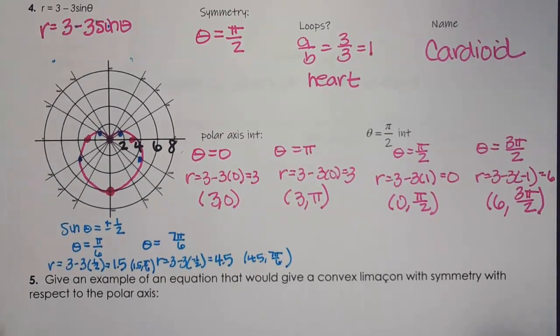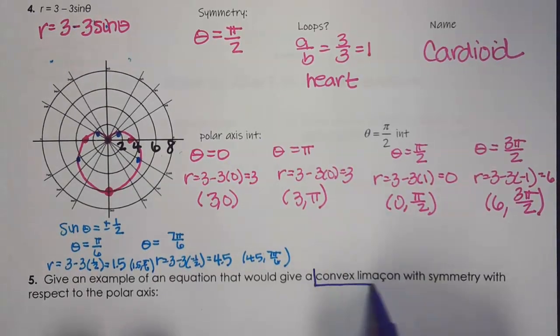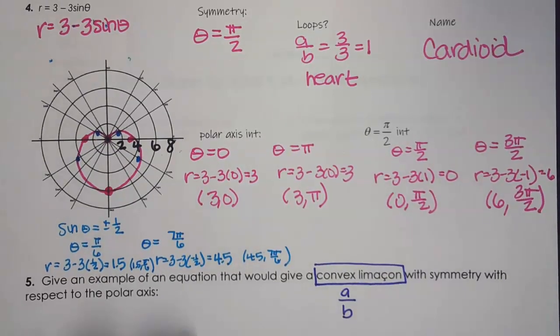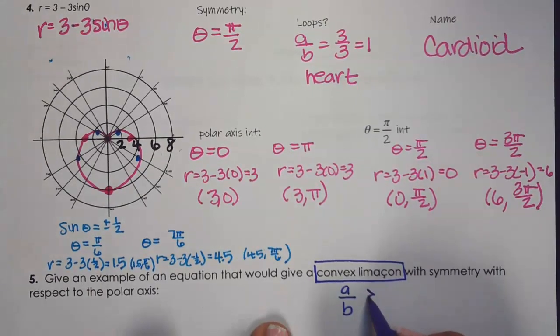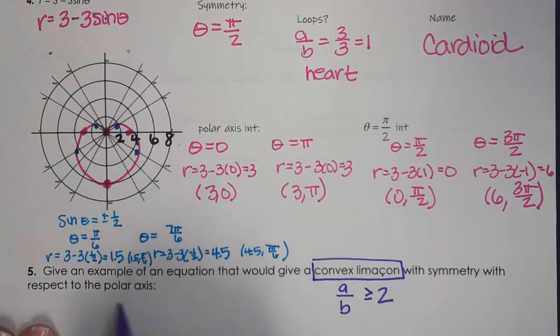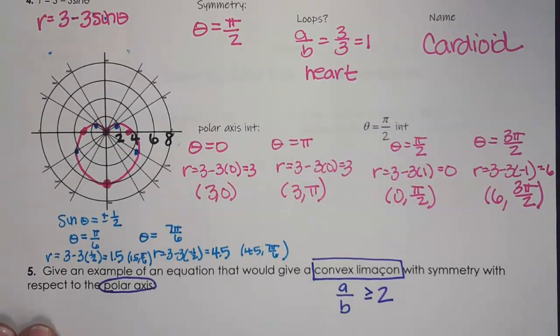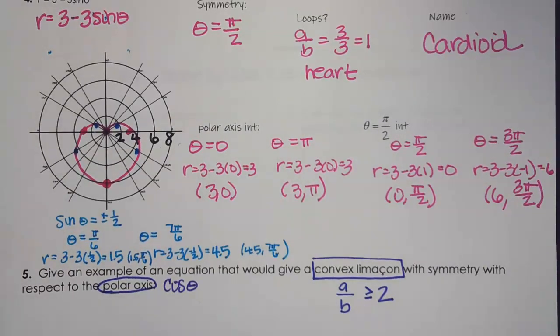And then I'll leave that up while we look at number 5. It says, give an example of an equation that would give a convex limacon with symmetry with respect to the polar axis. What does the idea of a convex limacon tell you about the ratio of A to B? If we look back, what does that ratio of A to B have to be? Greater than or equal to 2. And because it's with respect to the polar axis, what does that tell us about the equation? That it has to deal with cosine of theta.